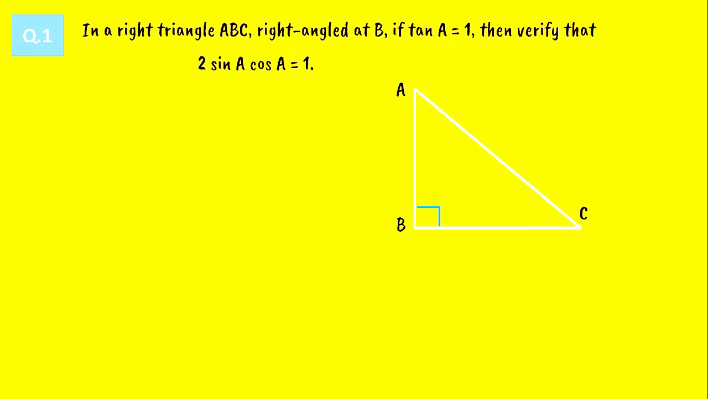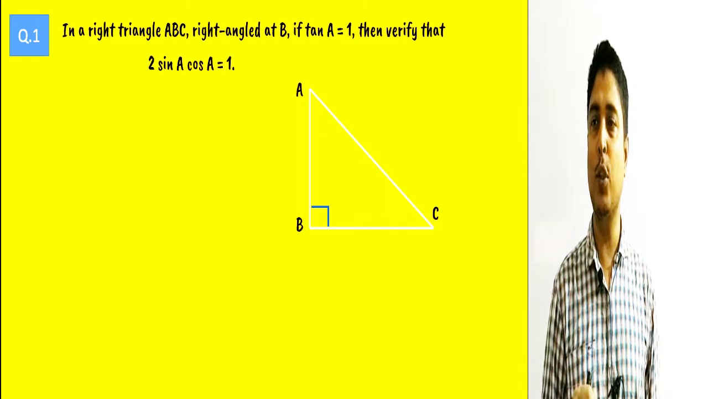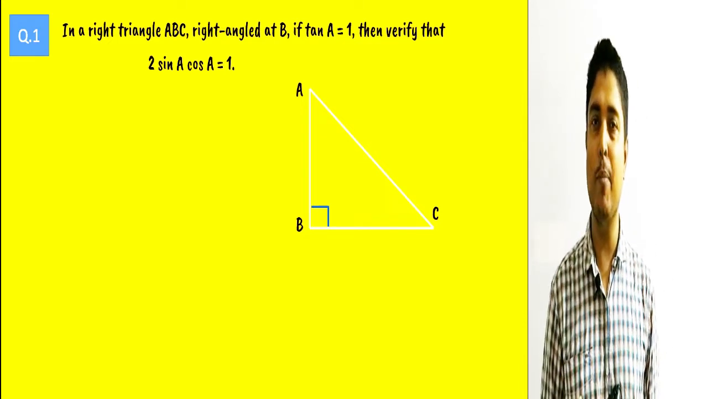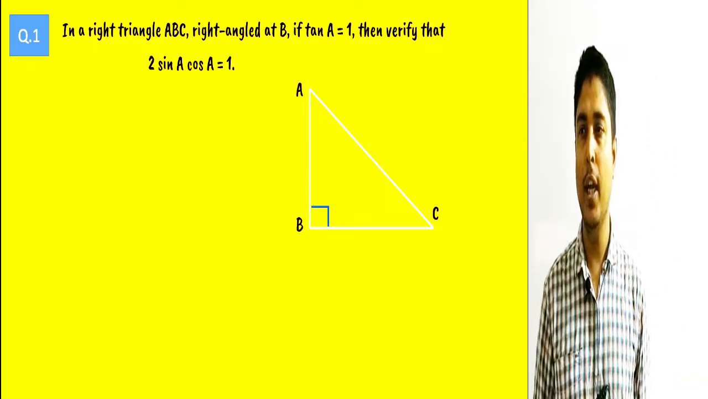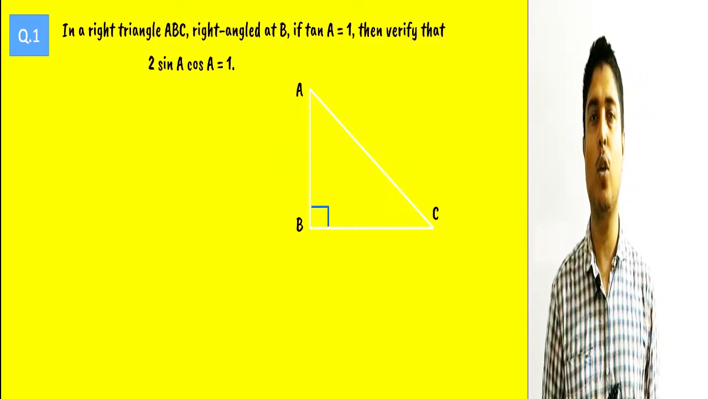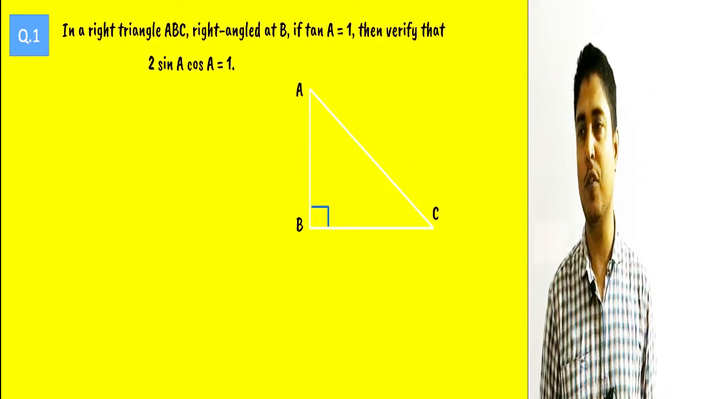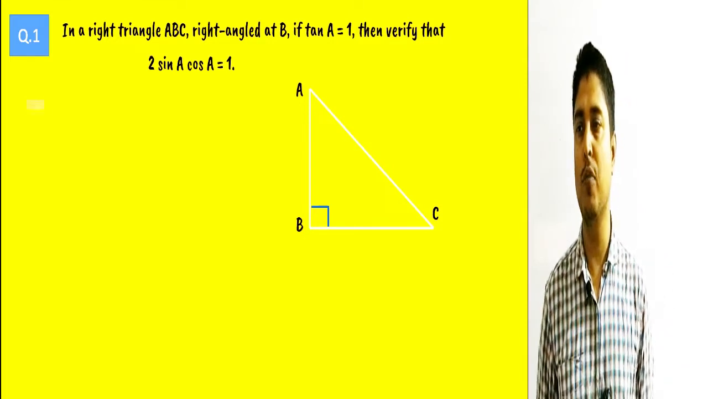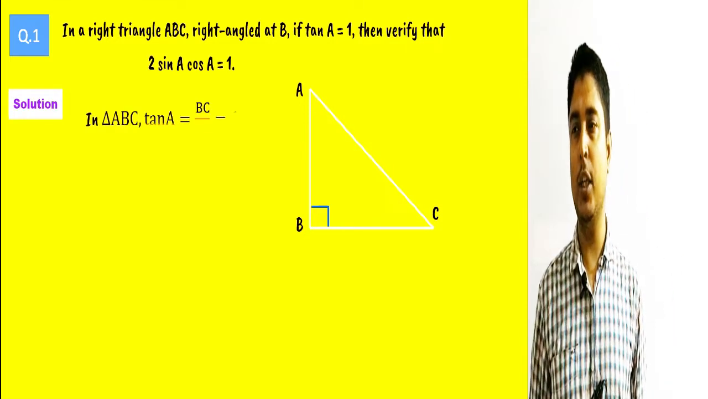Now, of course, if you want to calculate this, then what will be the angle A? That is also a question. What will be angle A if 2 times sine A into cos A is equal to 1? Since tan of A is equal to 1, we can say that angle A must be equal to 45 degrees. Now, you know that sine of 45 is 1 upon square root of 2 and cos of 45 is 1 upon square root of 2. So in this way you can also prove it, but we will use some other method to prove it.